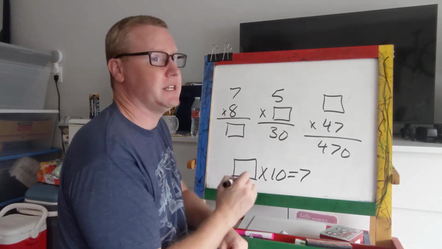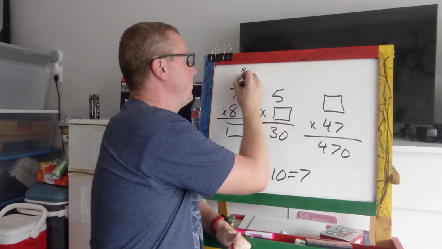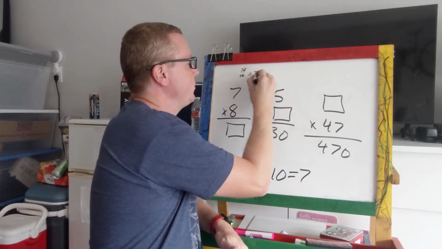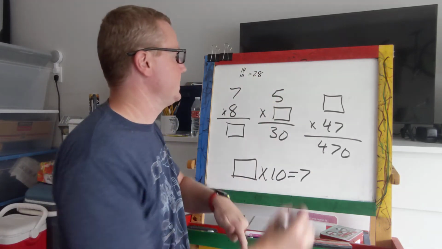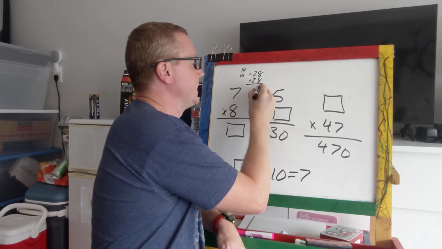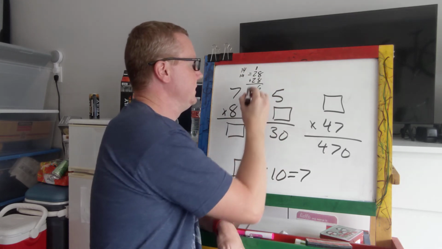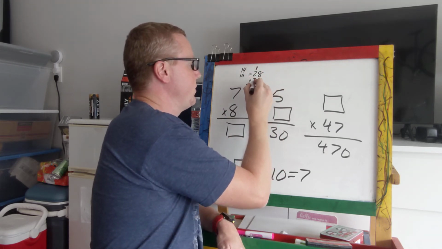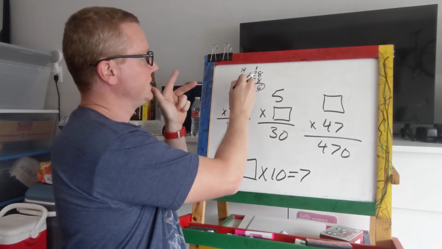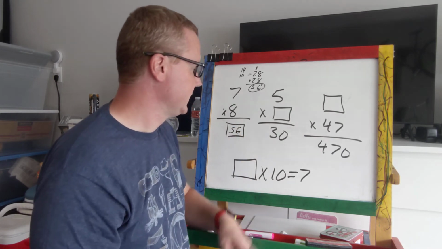So if I double 7, it's 14, one double. Double 14, so 14 plus 14 equals 28. 2 doubles. I double 28, or I add them together, and I get 56. Double, double, double. So 7 times 8 is 56.